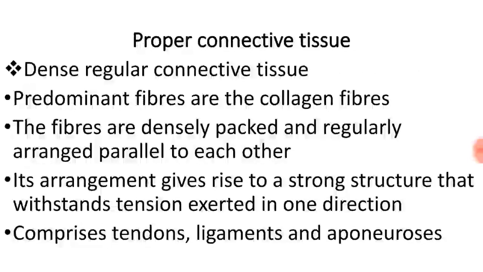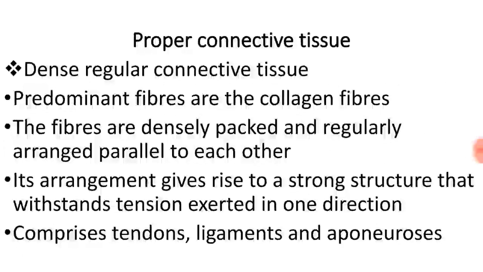The proper connective tissue, continuation. Now, dense regular connective tissue. The predominant fibers are collagen fibers. In dense regular connective tissues, the fibers are densely packed and regularly arranged parallel to each other. This arrangement gives rise to a strong structure that will withstand tension exerted in one direction. It comprises the tendons, ligaments, and the aponeurosis.